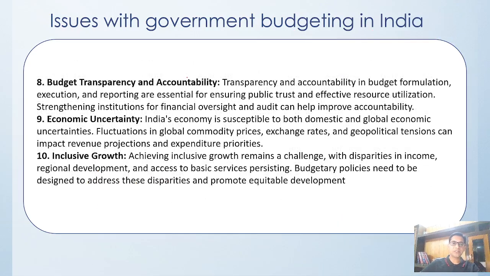Now, budget transparency and accountability is another aspect, like budget formulation, budget execution, reporting. We have to make sure that public trust remains there. The public always wants to see how their resources are being used because taxes are raised from the public, right? So the public wants to know whether these resources are being effectively used and properly managed or not.